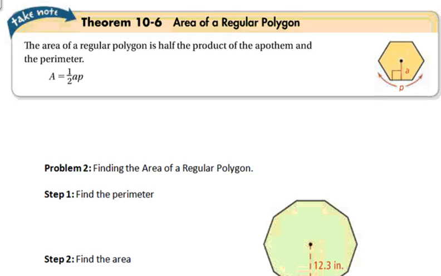Let's go right into Theorem 10.6, area of a regular polygon. Here's where this is all coming in. The area of a regular polygon is half the product of the apothem and the perimeter. So you multiply 1/2 times the apothem, which is A, and the perimeter, which is P. Remember what the apothem is. All right, let's see here.